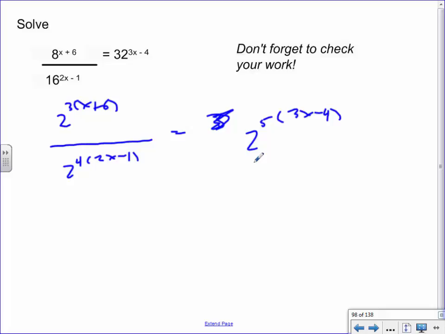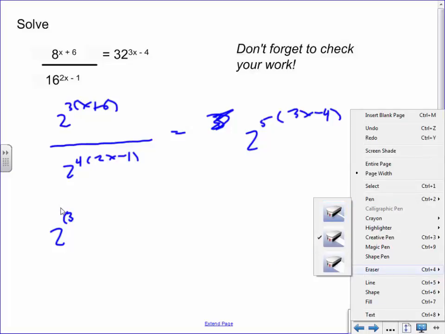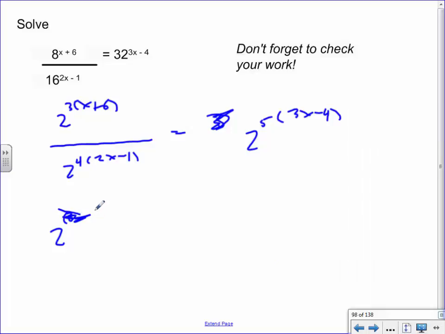Does anybody remember the rules for dividing exponents? Yeah, you subtract. So this is actually 2 to the 3x plus 6 minus 4 to the 2x minus 1. You can actually write it as just one collective 2, because the rule for these two things right here is to subtract them. Do you remember that rule?